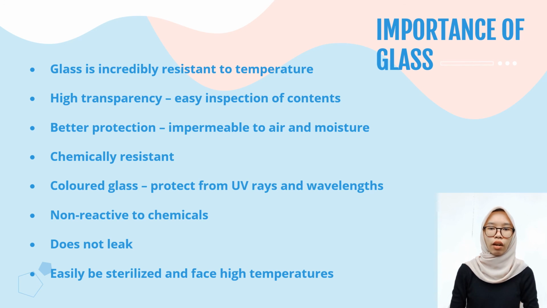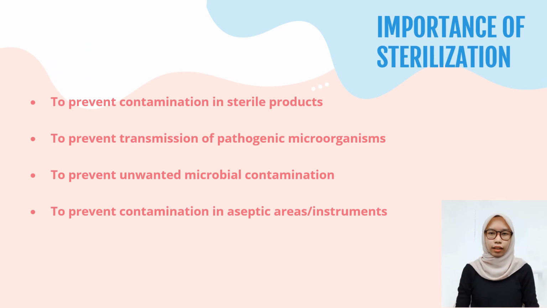Lastly, glass has several other properties that give it advantages as a pharmaceutical packaging material. For example, glass is not only tough and durable, but it can also be easily labeled and molded into bespoke shapes and sizes. Next, the importance of sterilization.